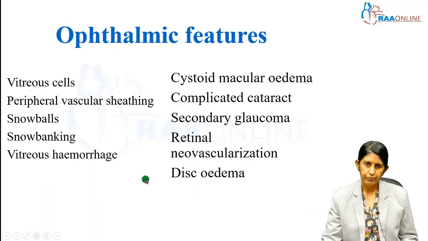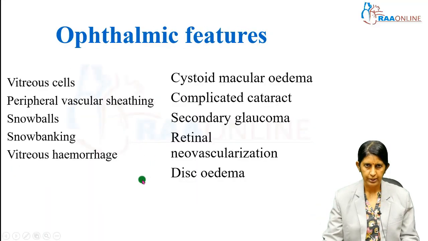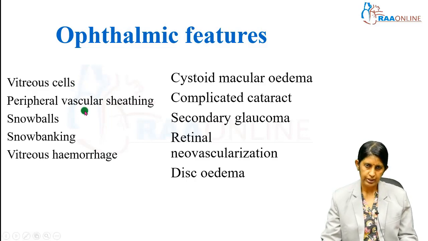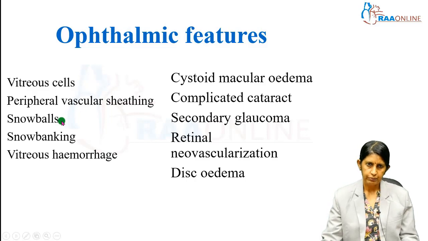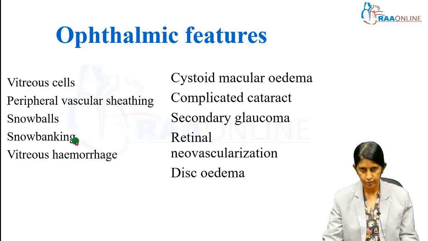So what are the ophthalmic features in a patient with intermediate uveitis? We need to look for vitreous cells, like I just mentioned. You have to look at the blood vessels to look for sheathing. Sheathing means when there is some kind of inflammatory cuffing associated with vasculature. You have to look for the presence of snowballs and snowbanking, which I will be elaborating soon.